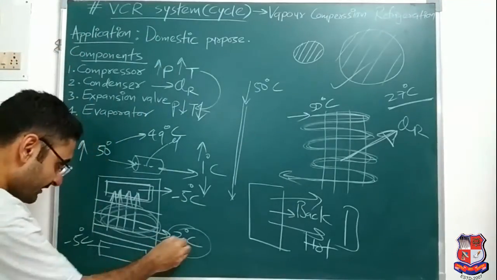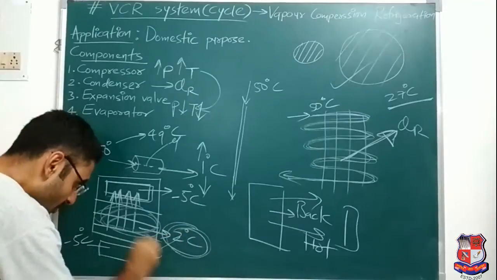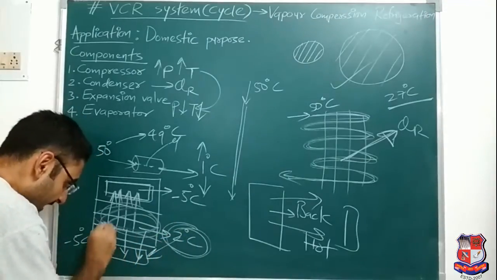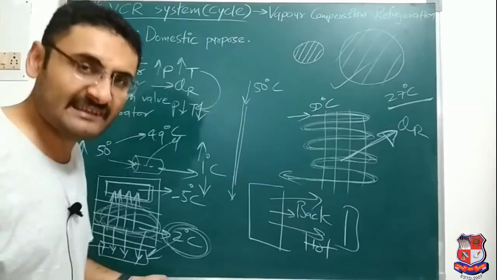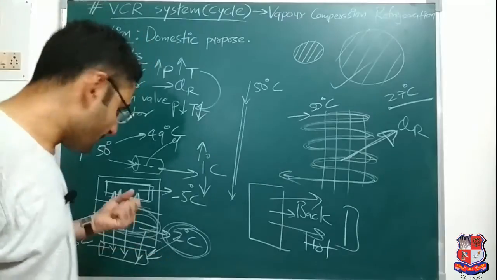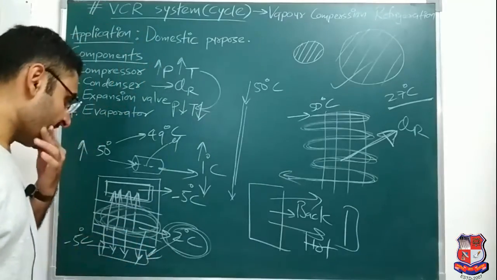So heat once again may flow from higher temperature to lower temperature. Once again, that evaporator will absorb the heat and maintain the low temperature of the remaining space. But for that purpose, one problem is there. Which problem?